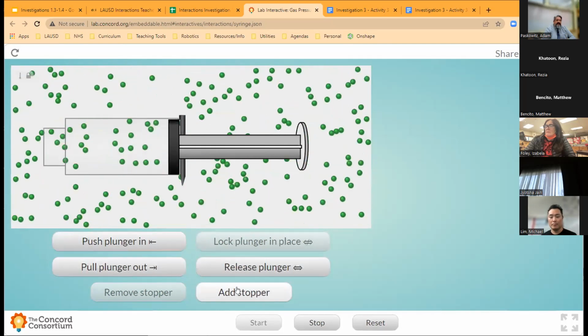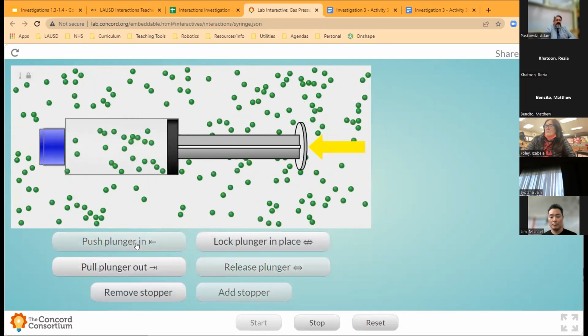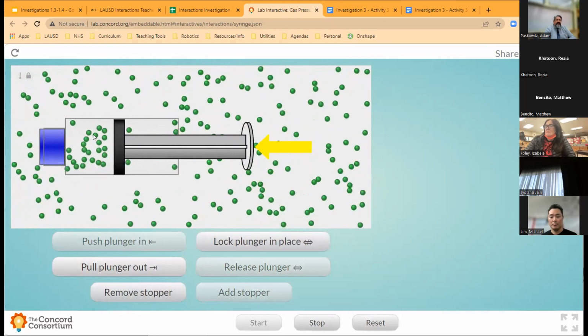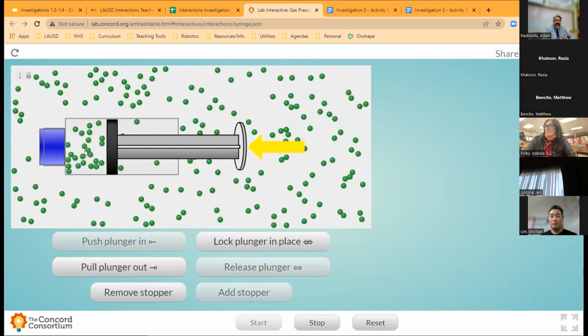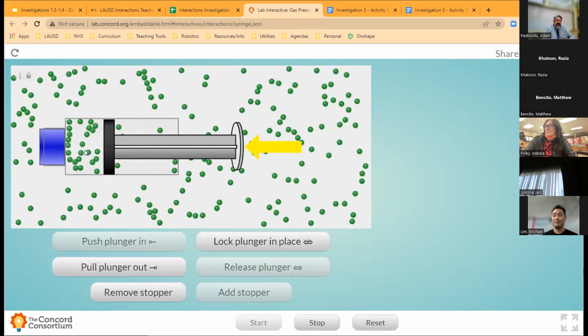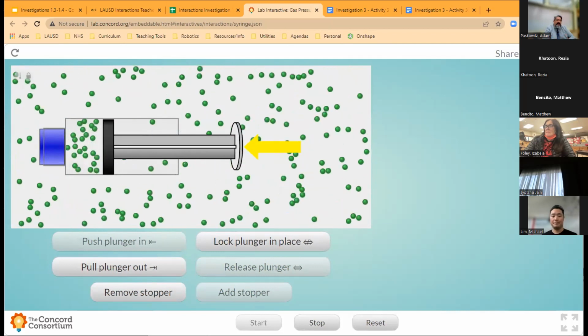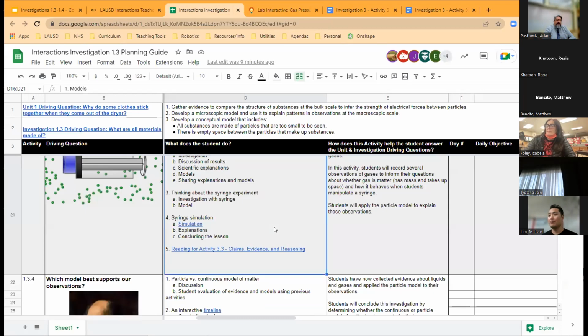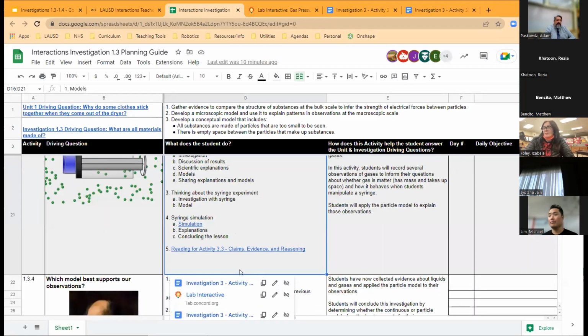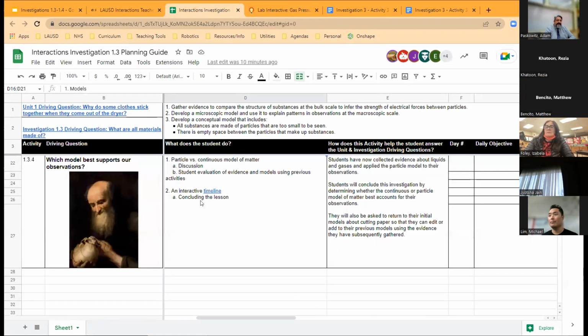So you can do all kinds of different little things here, pushing plungers in and out, and you can see what happens when the air is compressed. This wouldn't happen with a continuous model. Okay, you need that particle model because the particles are being pushed closer together. So this is largely about verifying that the particle model is correct.